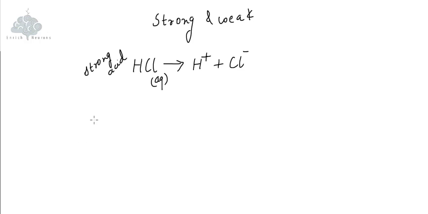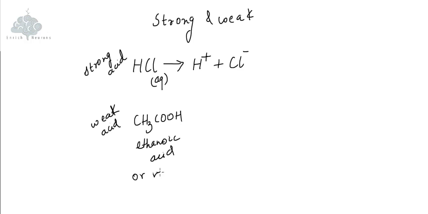Now I would be talking about a weak acid. The weak acid would be CH3COOH, that is nothing but ethanoic acid, or you could also say this as vinegar. So when you talk about the dissociation of a weak acid, I would be putting this sign here. I would be explaining what this sign is about.